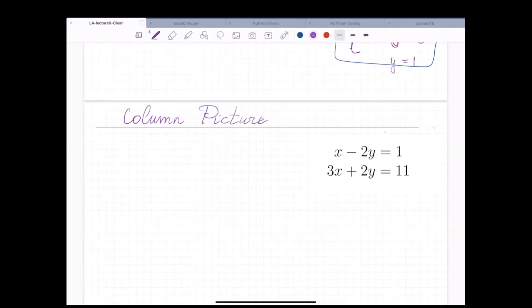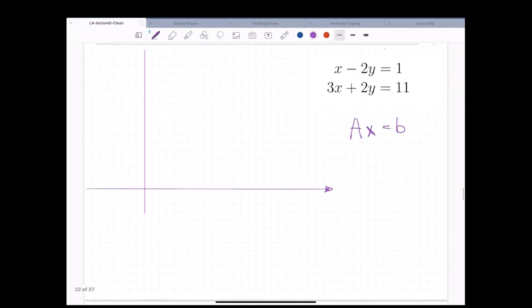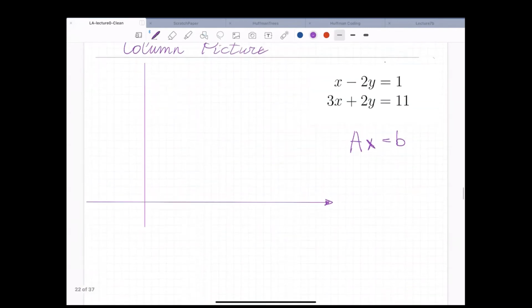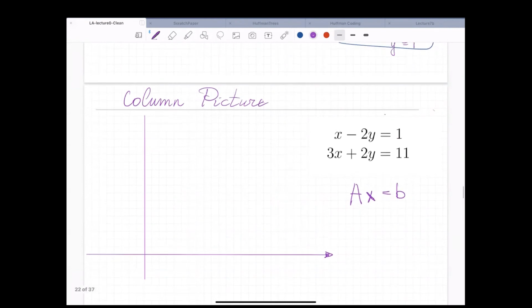Okay, what is the column picture? Now let's write this down as A times X equals B. What is A times X equal? What is my A? What is my X? What is my B? Help me out while I'm drawing these axes here. So I'm going to have this axis, and this axis. I'm going to draw something. Notice that this will be a completely different picture than the one that I had before. This column picture will be very different.